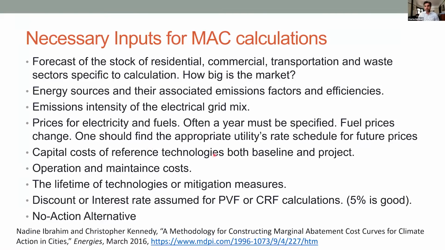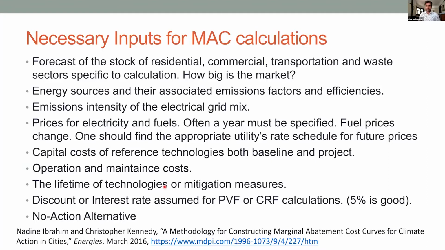Capital costs and reference technologies, both baseline and project. Just look it up. How much does a water heater cost on Home Depot, or how much does a car cost with Kelley Blue Book, or call a dealership, whatever. Operation and maintenance costs. These can be trickier to find out. The operation usually just depends on the fuel burn and then the price of the fuel. Maintenance, you usually need to ask a company to have a look at their books to see what actually happens there.